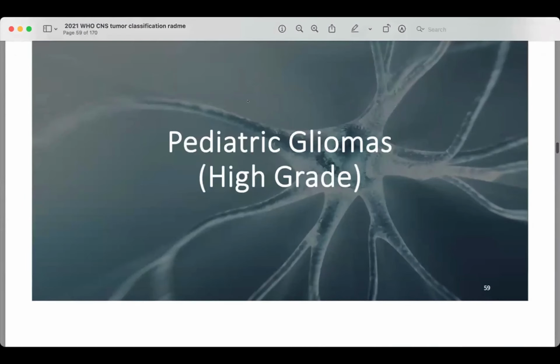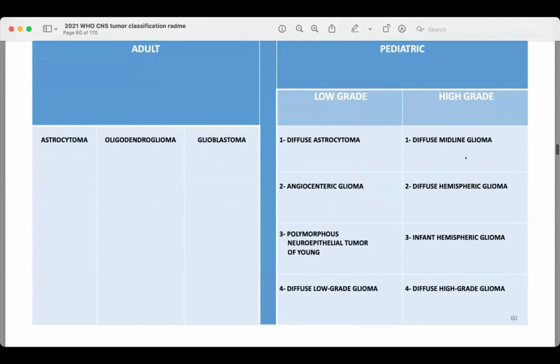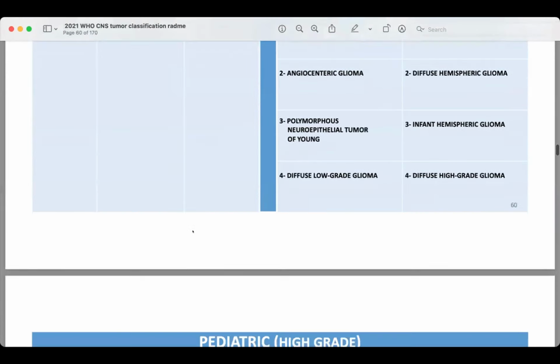And now the last subtype we will talk about today is the pediatric gliomas, but the high-grade pediatric gliomas. As you see here, it has also 4 subtypes, like the low-grade diffuse midline glioma, diffuse hemispheric glioma, infant hemispheric glioma, and the diffuse high-grade glioma. But unfortunately, it has a very poor prognosis, and most of the cases have a very low lifespan, even with treatment, and there is no curable tumor among them.